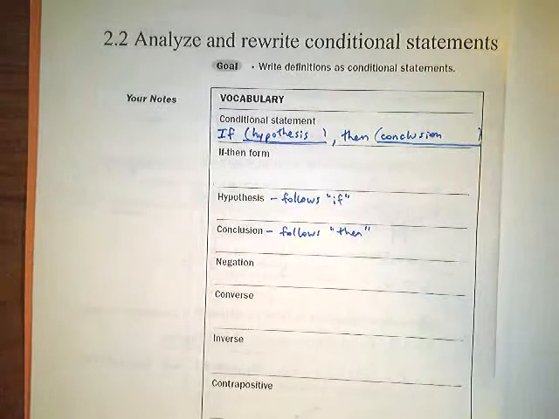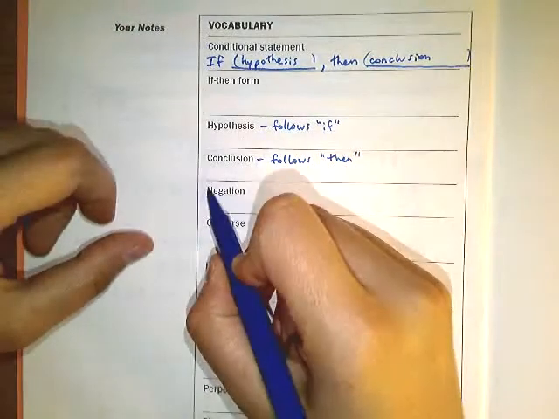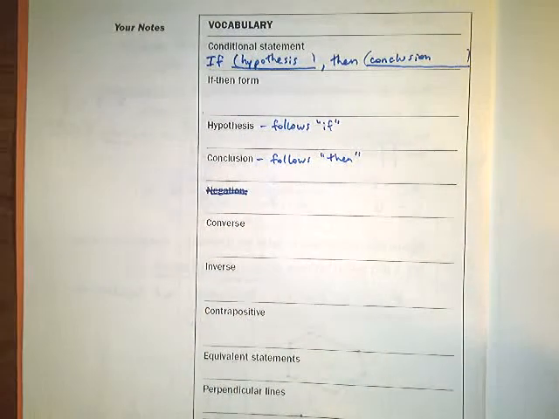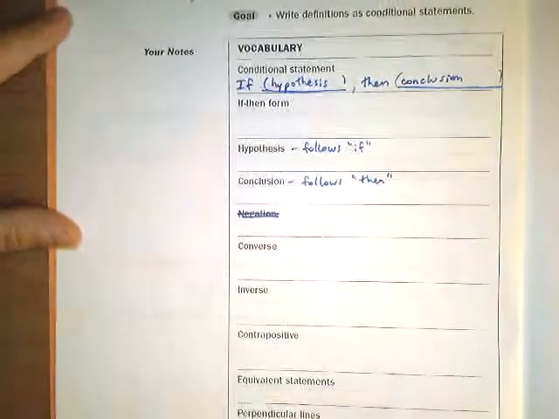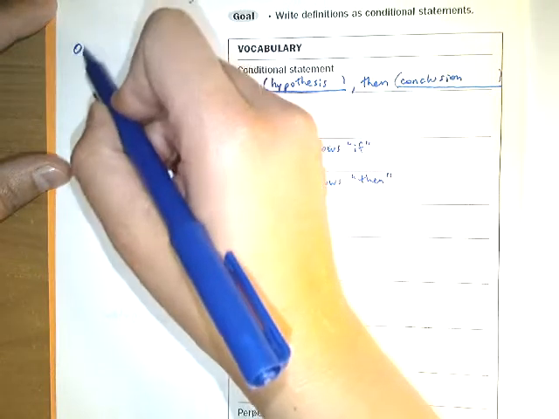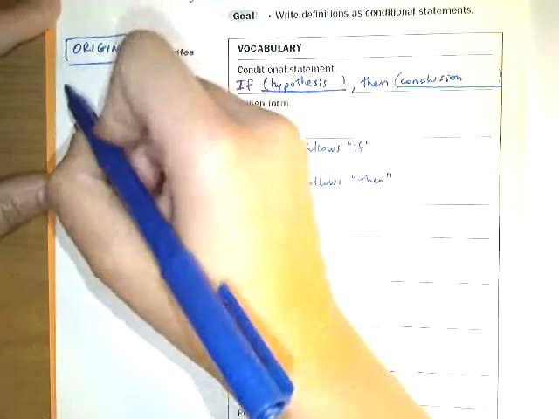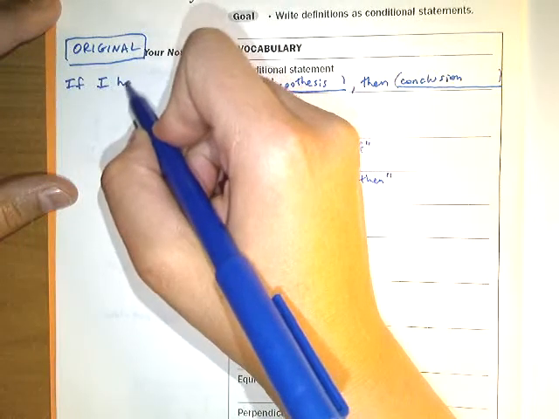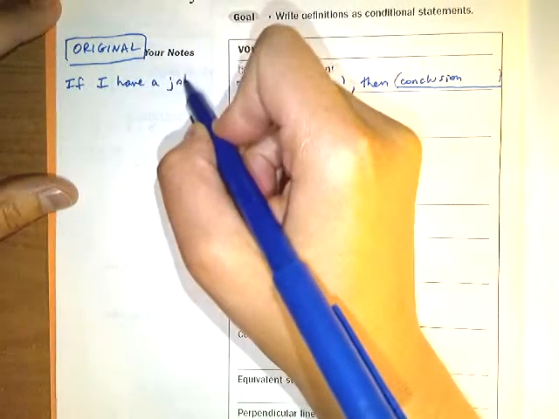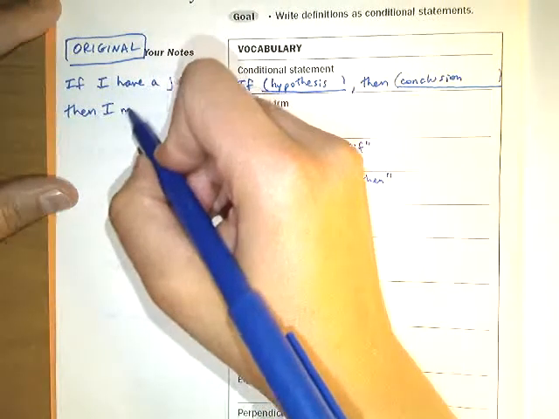All right. So I'm going to skip this one. I'm going to give you an example of an if-then statement. So this is my original statement. If I have a job, then I make money.